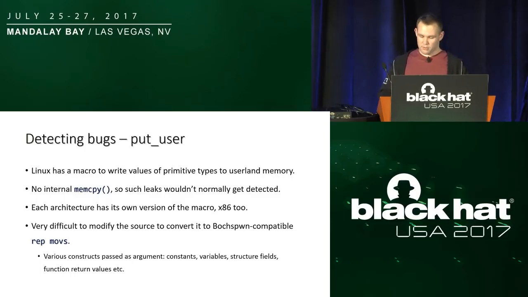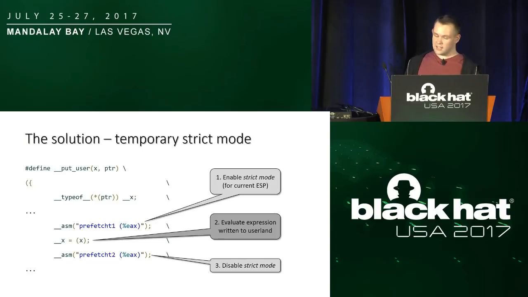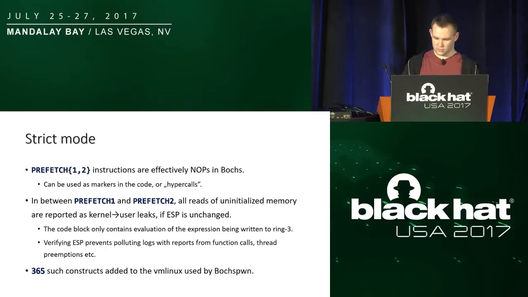Unfortunately, there is one problematic function that we also have to care about, which is put_user, a macro used to copy simple types back to user mode. But we can take care of that with a hack, using prefetch instructions to enable and disable strict mode in Bochs, which means that we sanitize all of the reads from memory that happen between those two instructions.